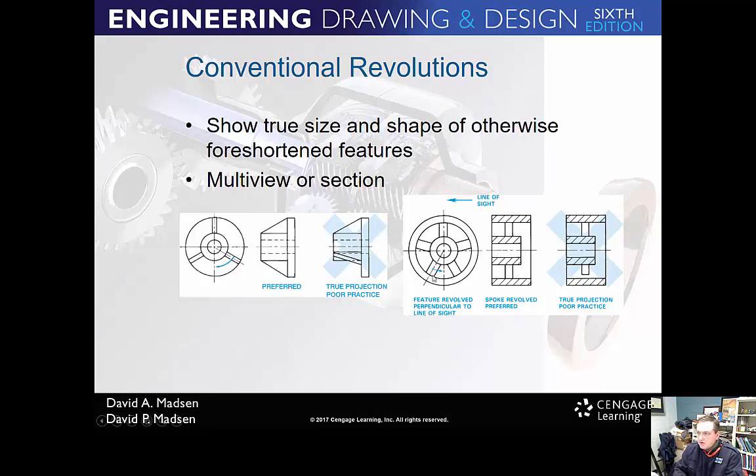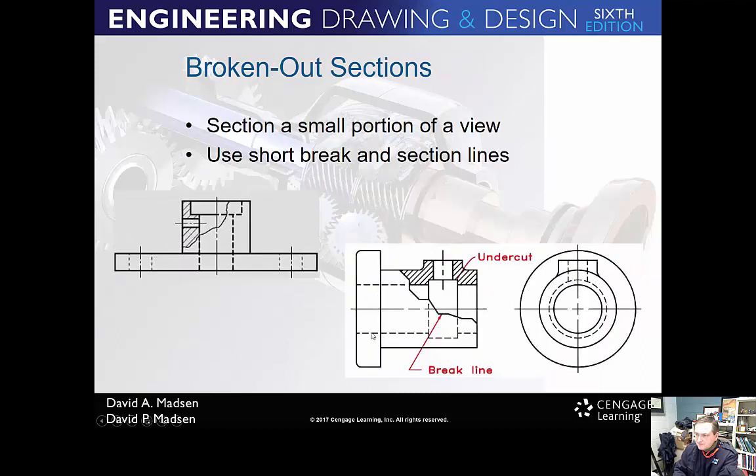All right, so here's our spoke, same idea, like this. Now if I needed to do a cross section of one of these, I could do that, but I'm still not going to section the rest of it. Okay, so that's kind of the difference in what we're talking about here. All right, so that's a conventional revolution.